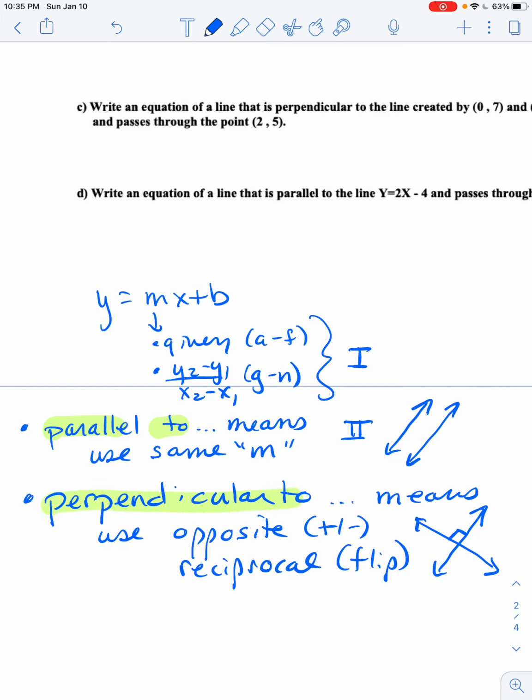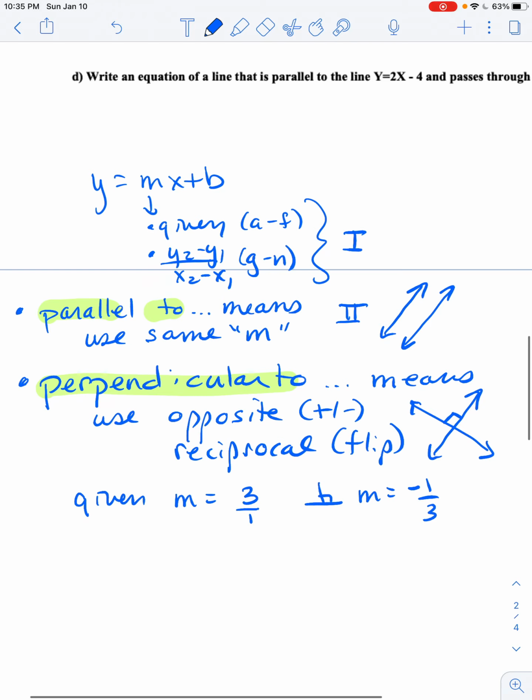So if you're not sure what that means, like if you're given the slope of 3, the perpendicular slope, you have to change the sign. So since that was positive, you'd go negative. And since this is technically 3 over 1, you'd go 1 over 3. If you were given a slope of negative 2/3, the perpendicular to that would have to be the opposite, which would be positive, and flipped over, which would be 3 over 2.